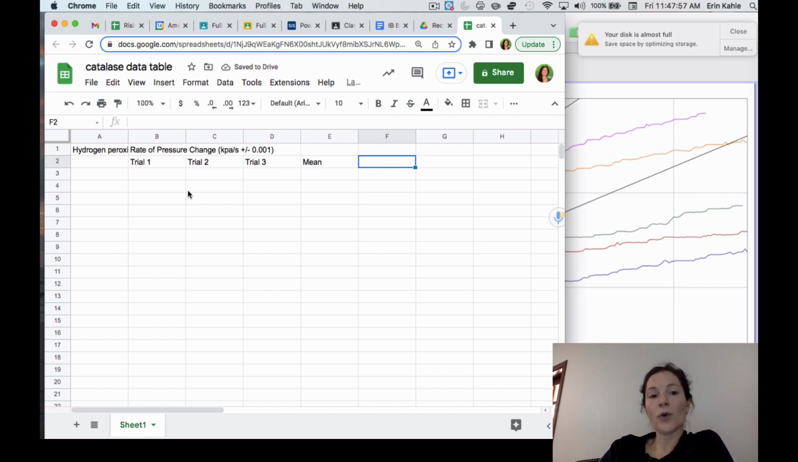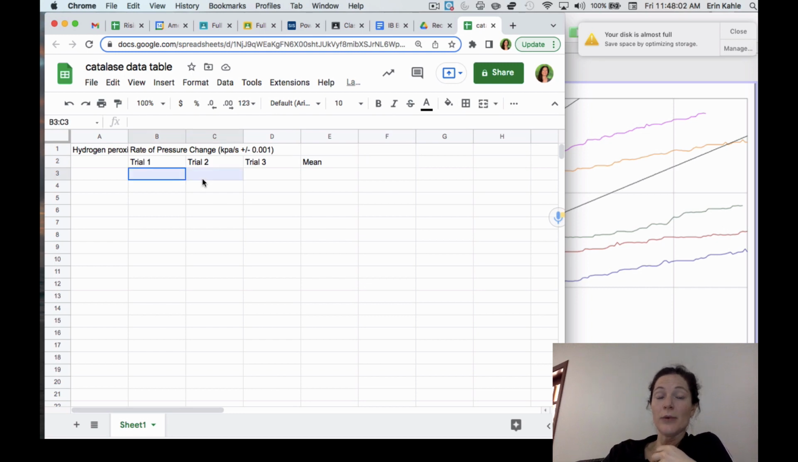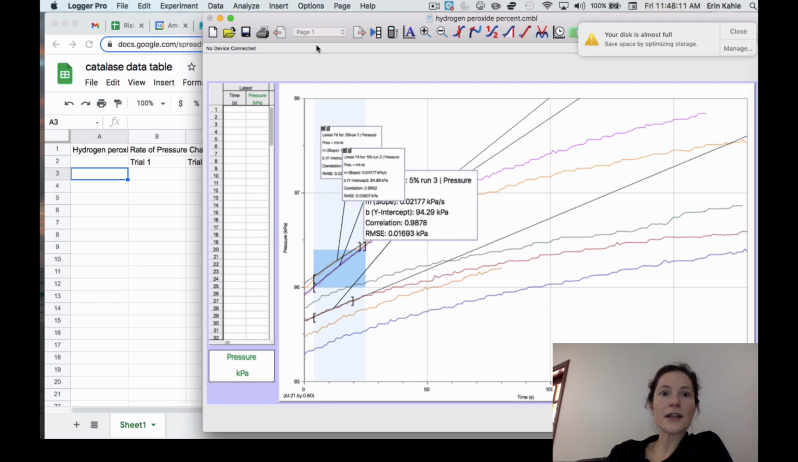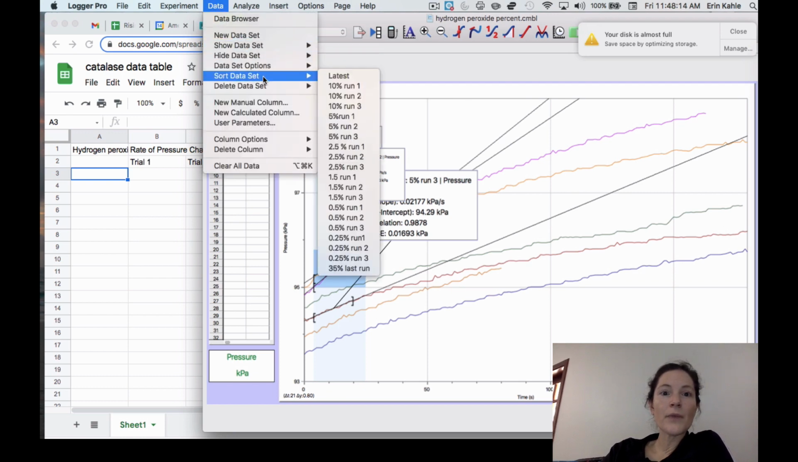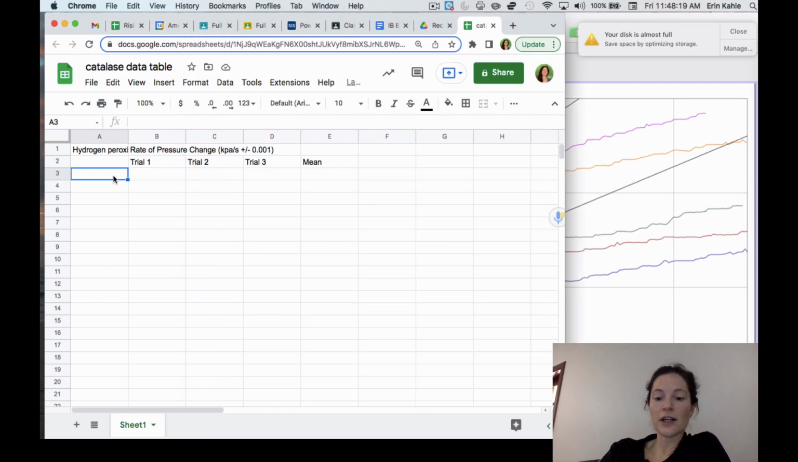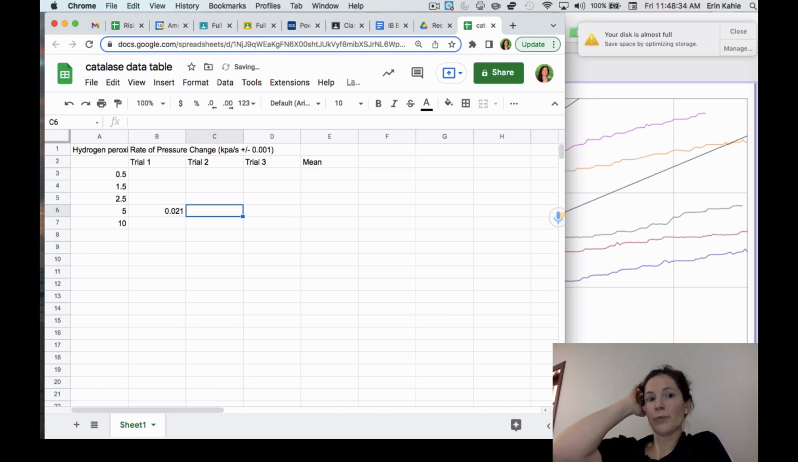But here is what you're going to graph. You probably aren't going to do a standard deviation, especially if you had 2 data points. What probably makes sense here is plotting the mean on your graph. So for my percentages, and I forget exactly what I had here, I'm just going to guess: 0.5, 1.5, I think I had 2.5, 5, and 10. And then I'm going to write down, I think, 0.021. As you're putting in your slopes, you want to be really consistent about decimal places.